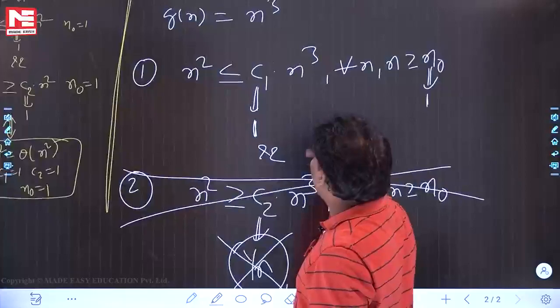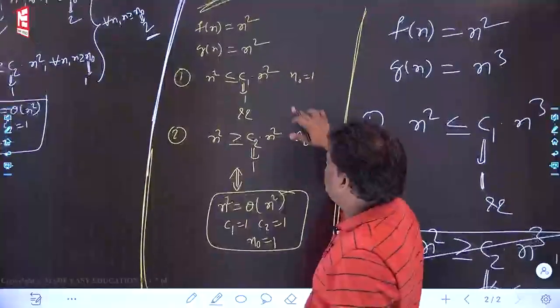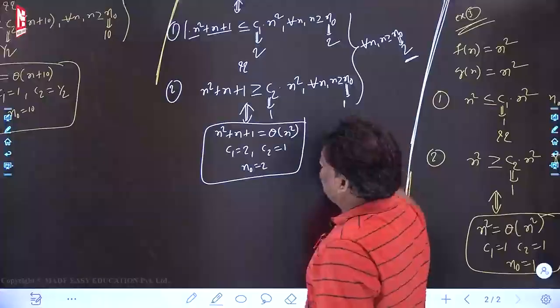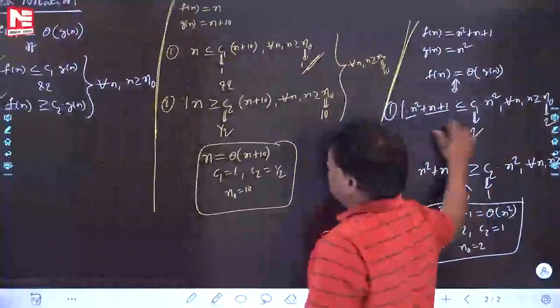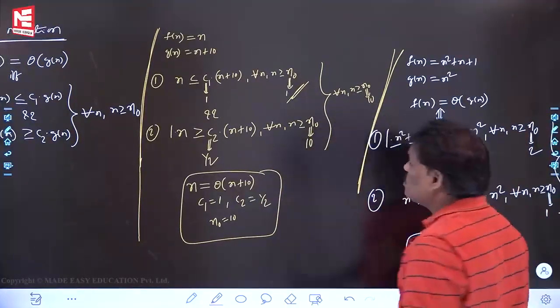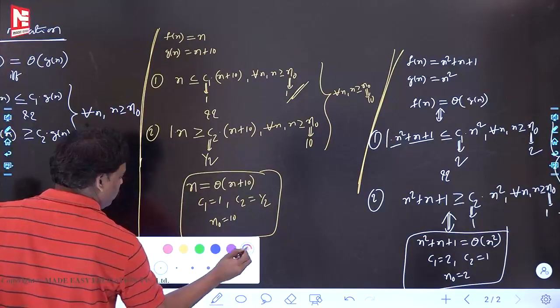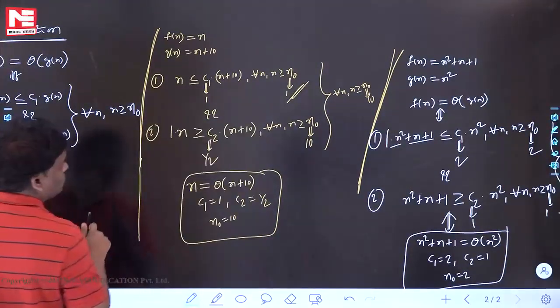Omega not possible, big O possible, so theta not possible. But in the previous one, big O and omega both possible. See this. Here, big O, omega both possible. Here, big O, omega both possible. If both possible, theta. Now some students are asking me, when both possible? See, both possible.